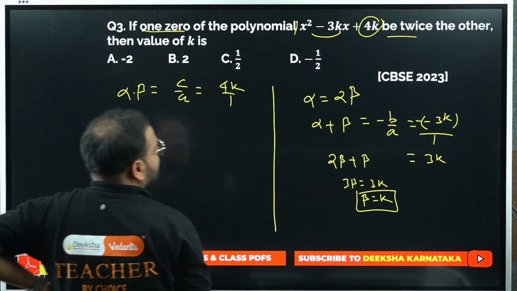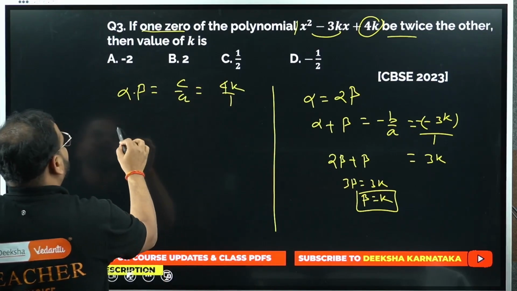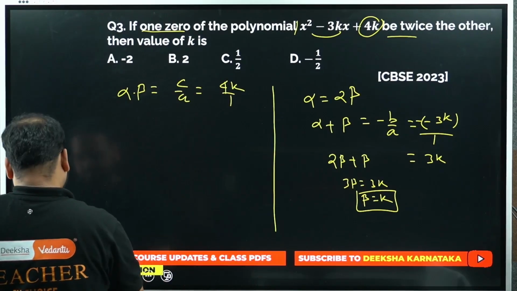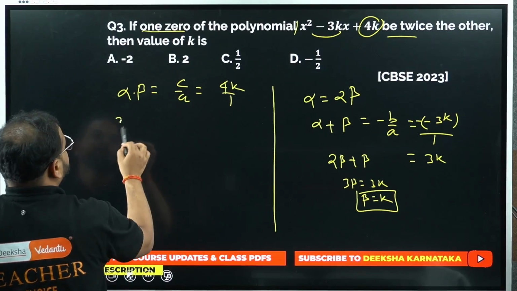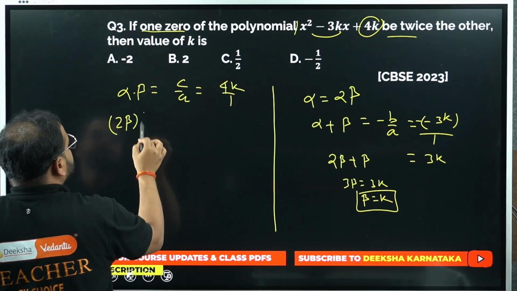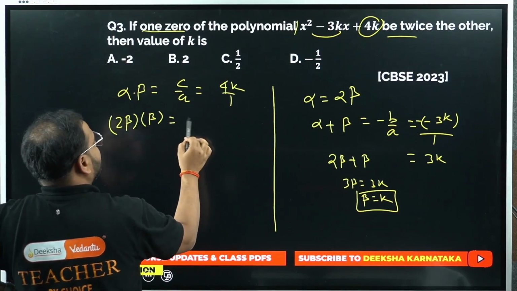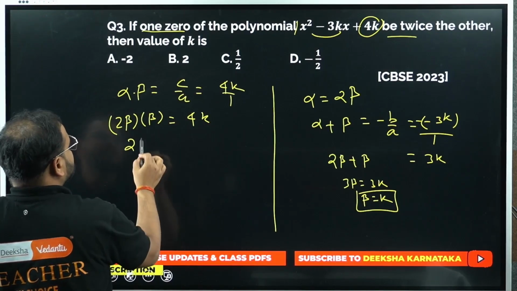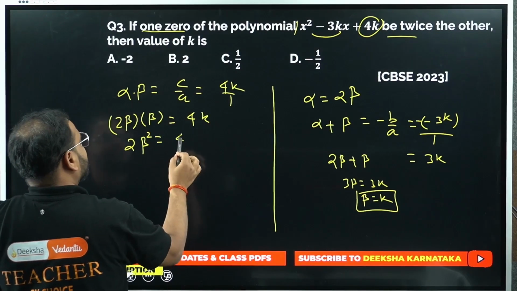What is alpha into beta? Same way I can write. So alpha is what? 2 beta. So let me replace it by 2 beta. 4k. How much is that? 2 times beta square equals 4k.